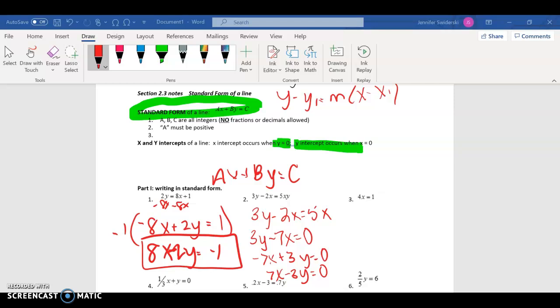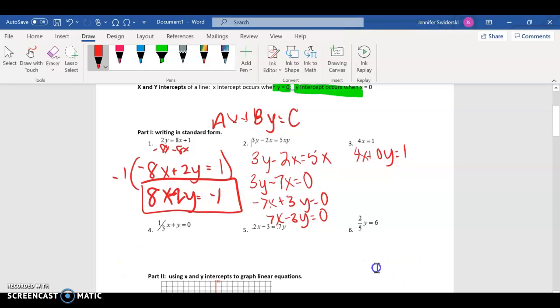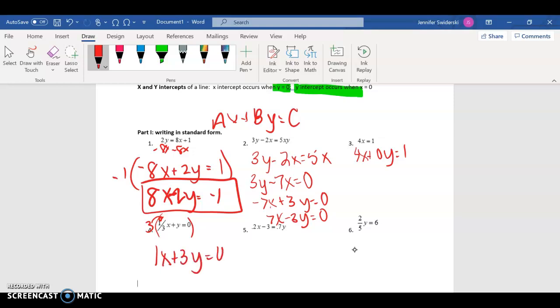Number 3, we have 4x plus, well, this is already in standard form, right? Another way you might see this would be 4x plus 0y equals 1. Either way, it's already in standard form. If you want to write that 0y, by all means, go ahead. Okay, number 4, we cannot have fractions, so we're going to multiply everything by 3 in this equation. When I do that, 3 times 1/3 is going to give me 1. So I get 1x plus 3y is equal to 0, because 3 times 0 is 0.